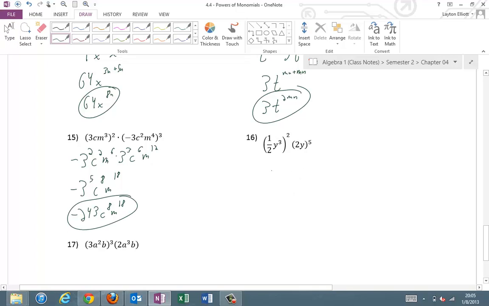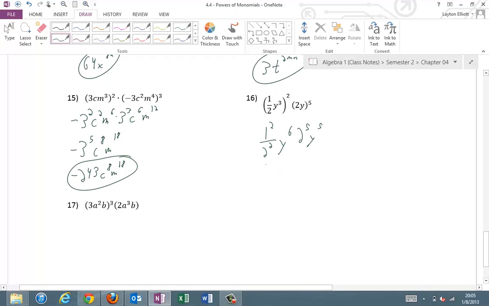Number 16, 1/2 squared. 1/2 times 1/2 is 1/4. You can also think about that as 1 squared over 2 squared. Y to the 6th, 2 to the 5th, y to the 5th. Well, now if we make it 1/4, combine your y's and you have y to the 11th, and 2 to the 5th is 32, so I'm just going to put it times 32. Let's do the 1/4 times 32. 1/4 of 32 is 8, so this ends up being 8y to the 11th.